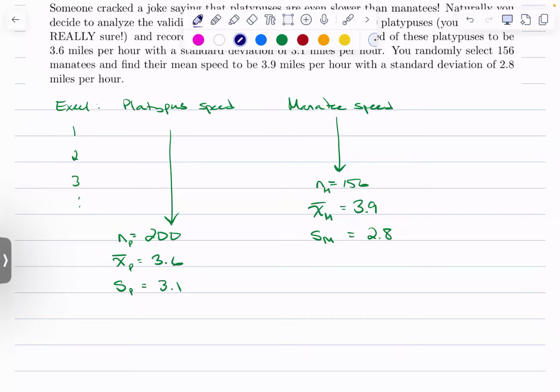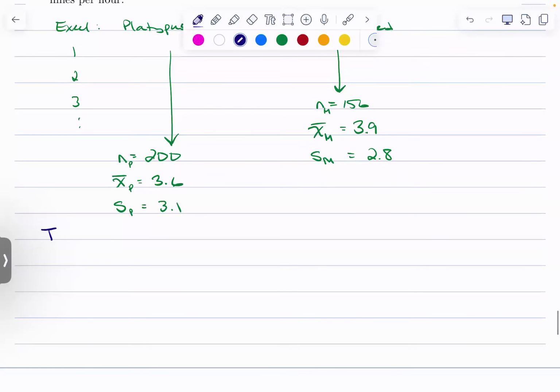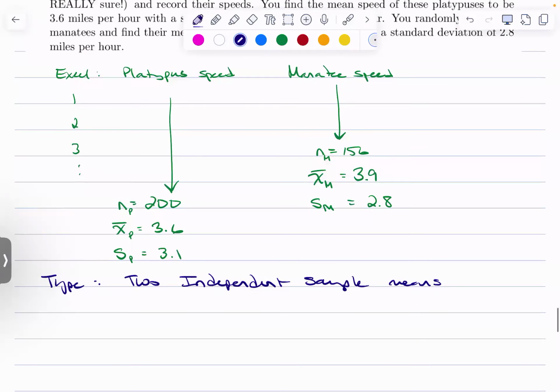And so for the type of question, this is two independent sample means. Right, we want to compare those two means to each other. Another clue is that I have two different sample sizes, right? And so it has to be independent. I can't pair those anymore, right?